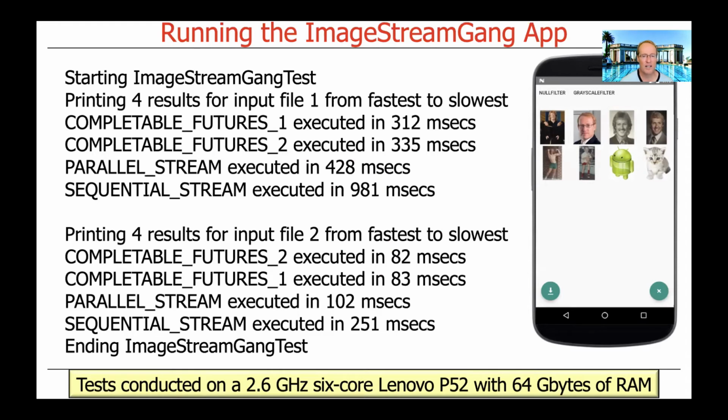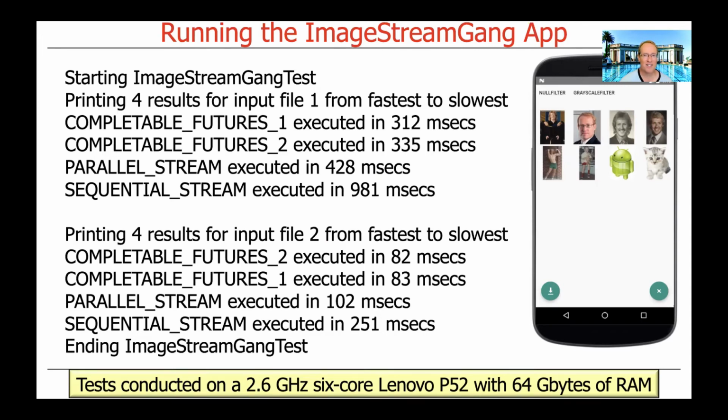So we have a couple of different types of images we process. The first one is using large images, so it's maybe a dozen or so large images. The second example is going to be about a dozen or so smaller images. And you can see in both cases, the completable futures implementation, which is where we're headed down the road here, is actually significantly faster than the parallel streams implementation, which itself is significantly faster than the sequential streams implementation.